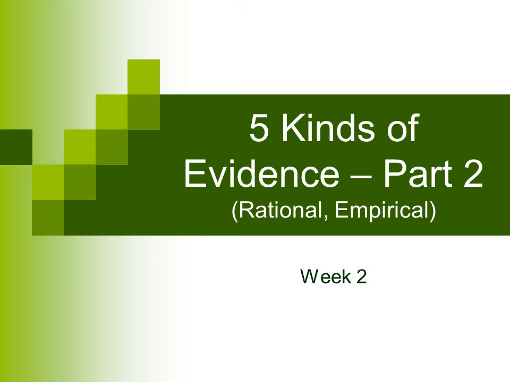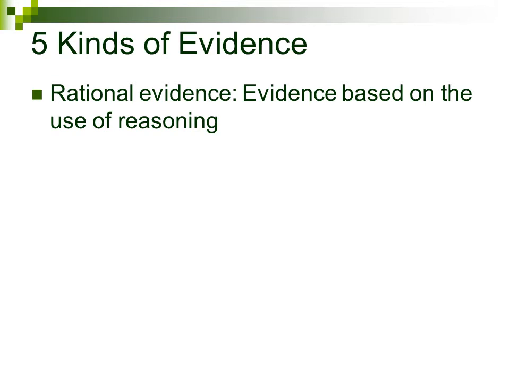Today we're going to finish our discussion of different kinds of evidence by discussing rational and empirical evidence. First, rational evidence is evidence based on the use of reasoning. Think back to the examples of deductive reasoning that we discussed. All of those would be cases where the result of reasoning, in terms of accepting the conclusion as true or not, is used as evidence.